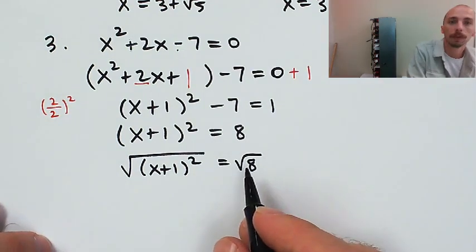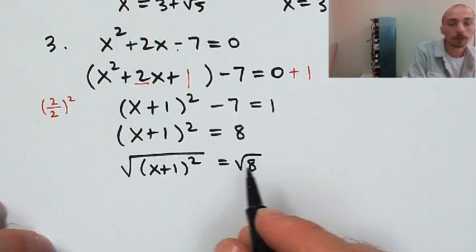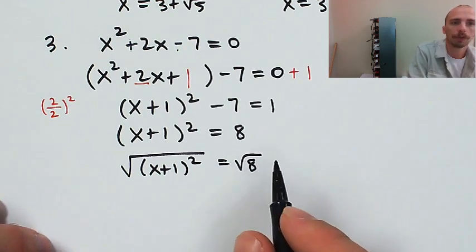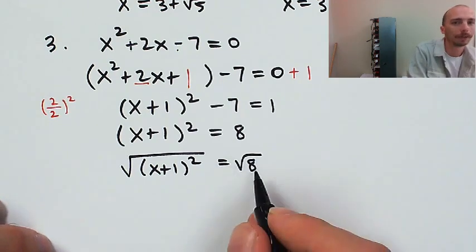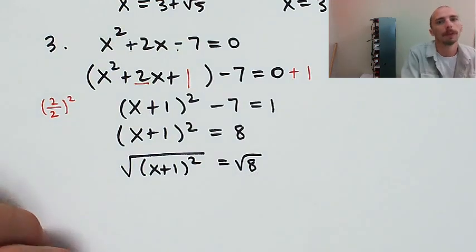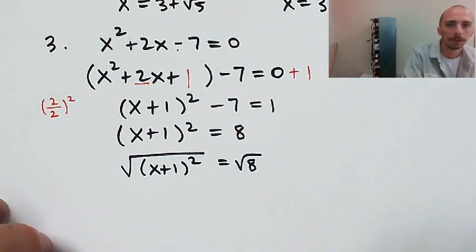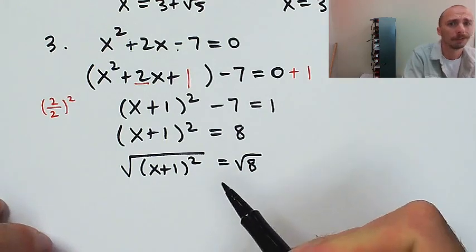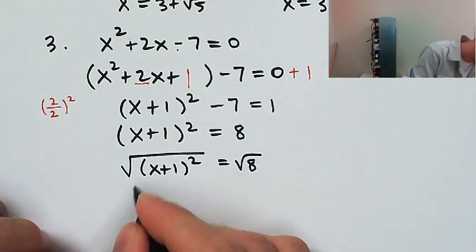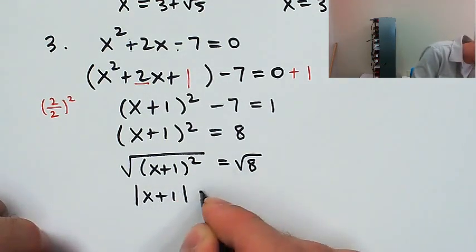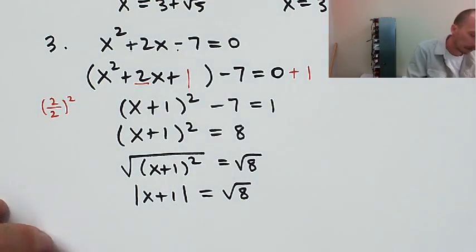If you want to simplify the square root of 8 into 2 times the square root of 2, you can definitely do that. But we haven't really studied radicals in this class yet, so I'm not going to expect anybody to simplify this, because it's not something I've explicitly told you how to do. All right, so I've got the absolute value of x plus 1 equaling the square root of 8.